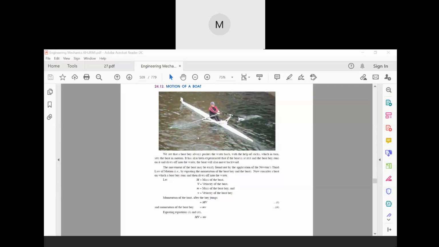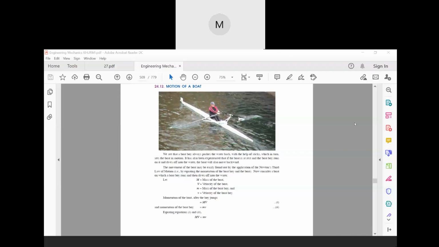I hope everyone is audible. Is my audio clear, everyone? I guess all of you can see the screen.